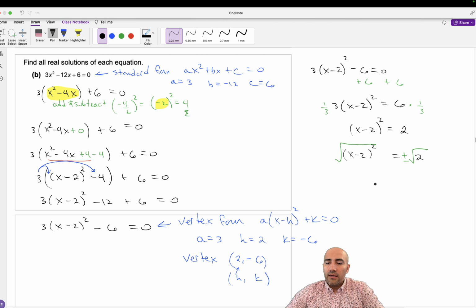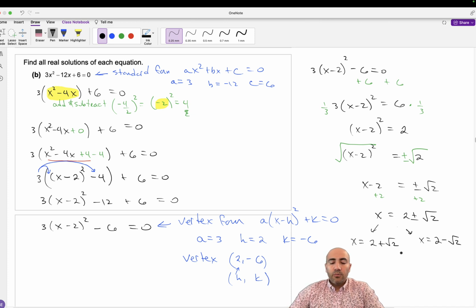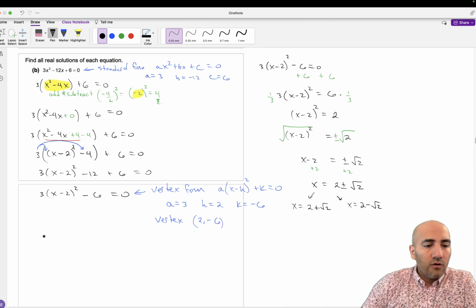And now I can take x minus 2 equals to plus or minus root 2. And now I just add 2 to both sides. So plus 2, and so we get our solutions are x equals to 2 plus or minus root 2, right? So this gives us two solutions. Either x is 2 plus root 2, or x equals to 2 minus root 2. Two perfectly good solutions.